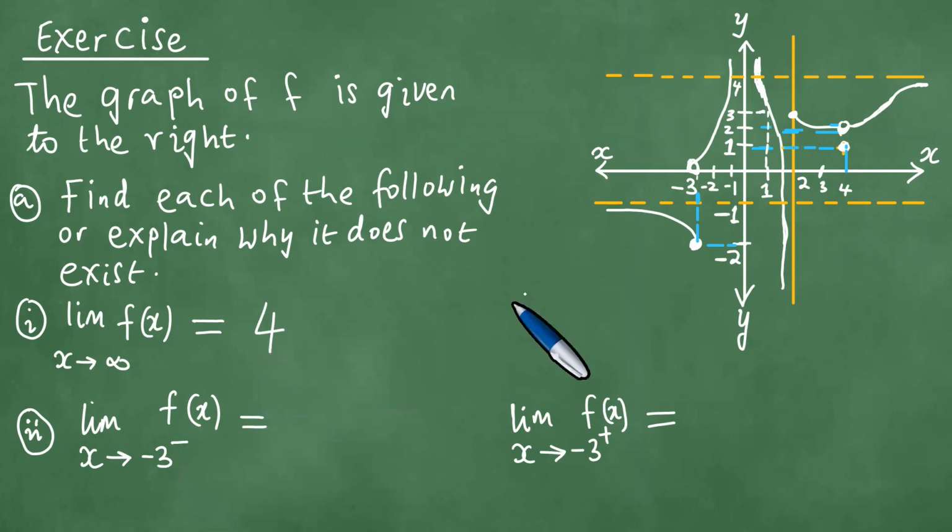When x approaches -3 from the left, you can see the function approaches -2. When x approaches -3 from the right, you can see the function approaches y equals 0.